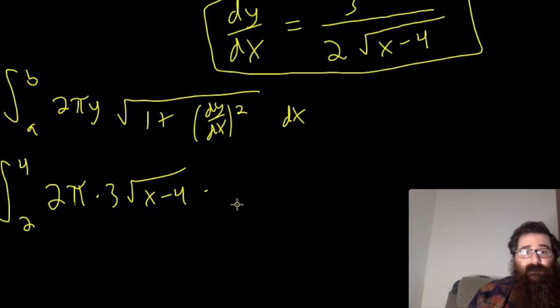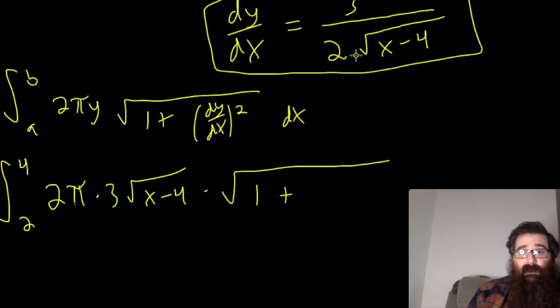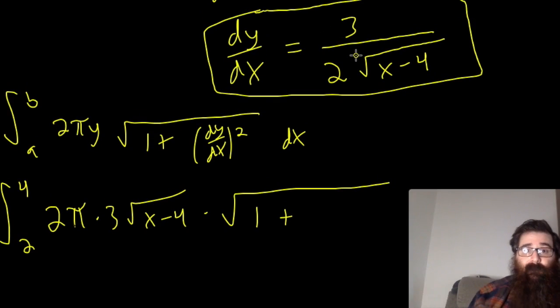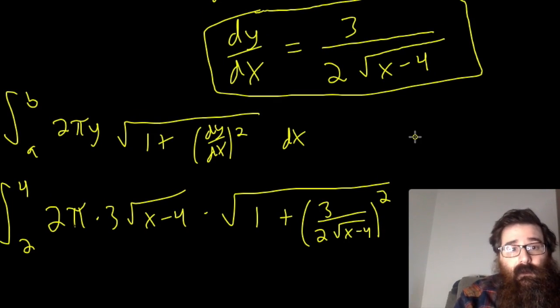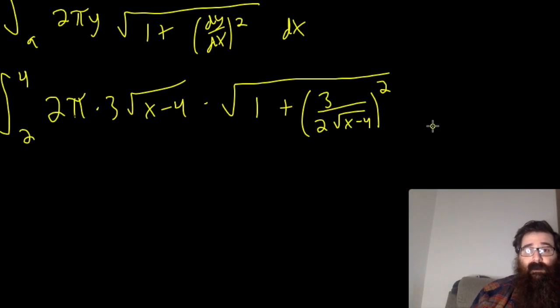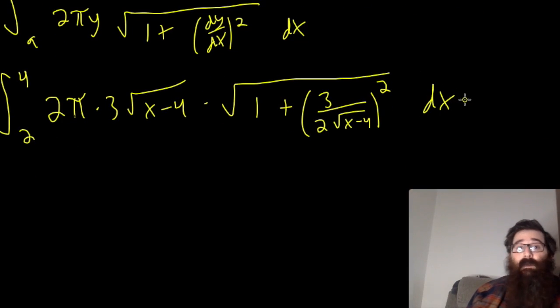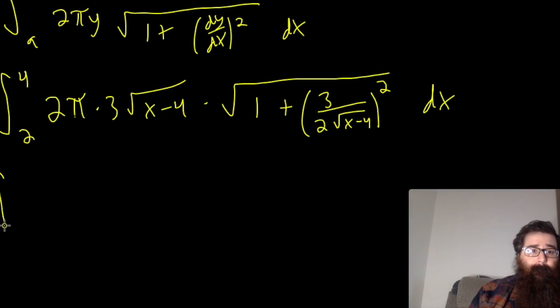And then times the square root of 1 plus, and I have dy/dx right here as well, but I want to square it, so that's going to be 3 over 2 radical x minus 4 quantity squared. And then this is an integral with respect to x. So my setup's already ready to go. And let's see if we can clean this up a bit. Integral from 2 to 4.